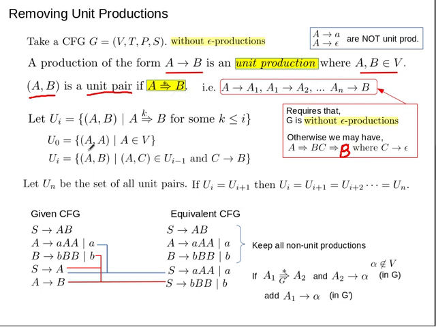So how can we find all the unit pairs? Again, like with epsilon production and generating and reachable symbols, you have already seen that three times, so the same thing here. It can happen in any number of steps. We just parameterize it using, say, k steps, where k is less than or equal to i. So suppose you can go to B from A in less than or equal to i steps.